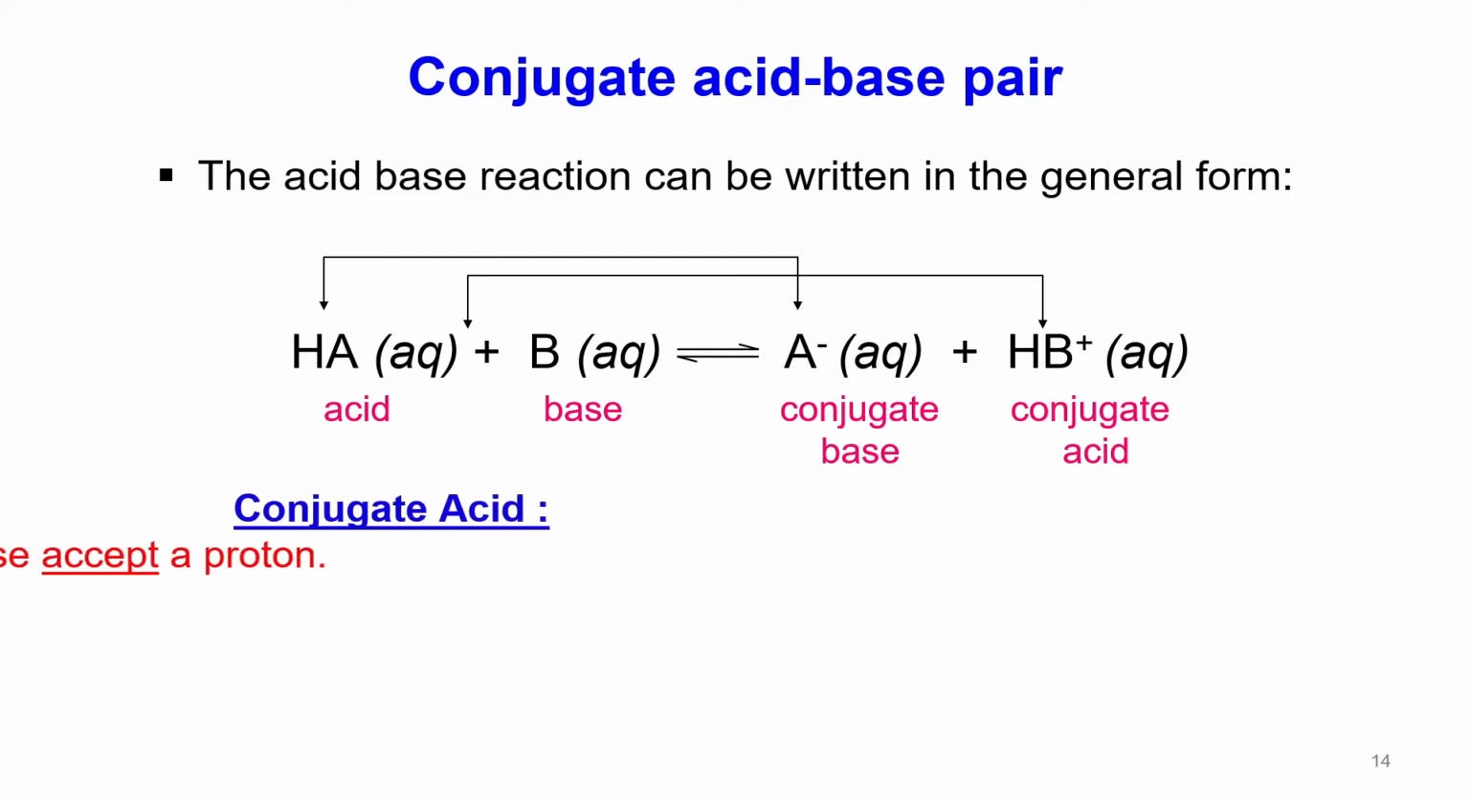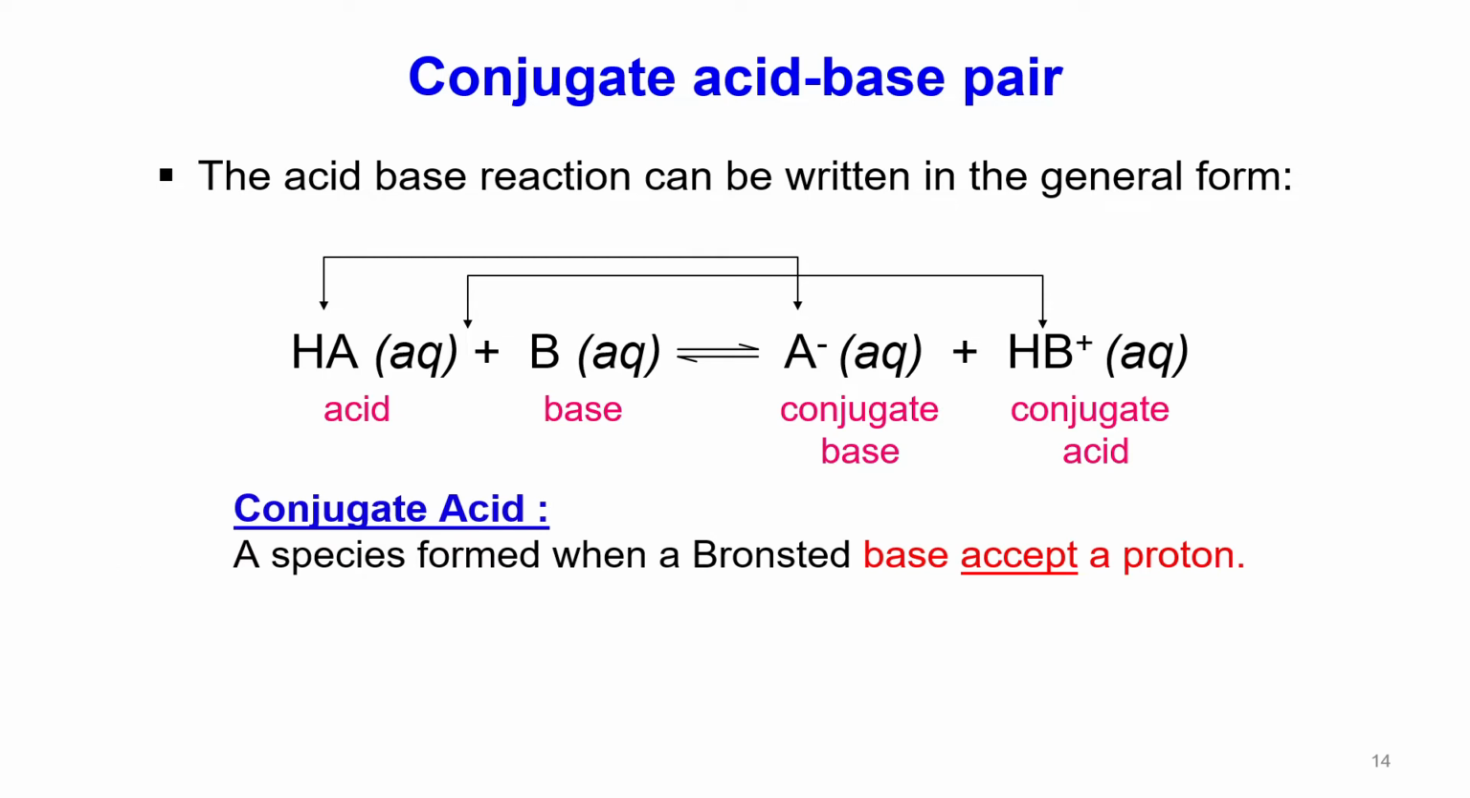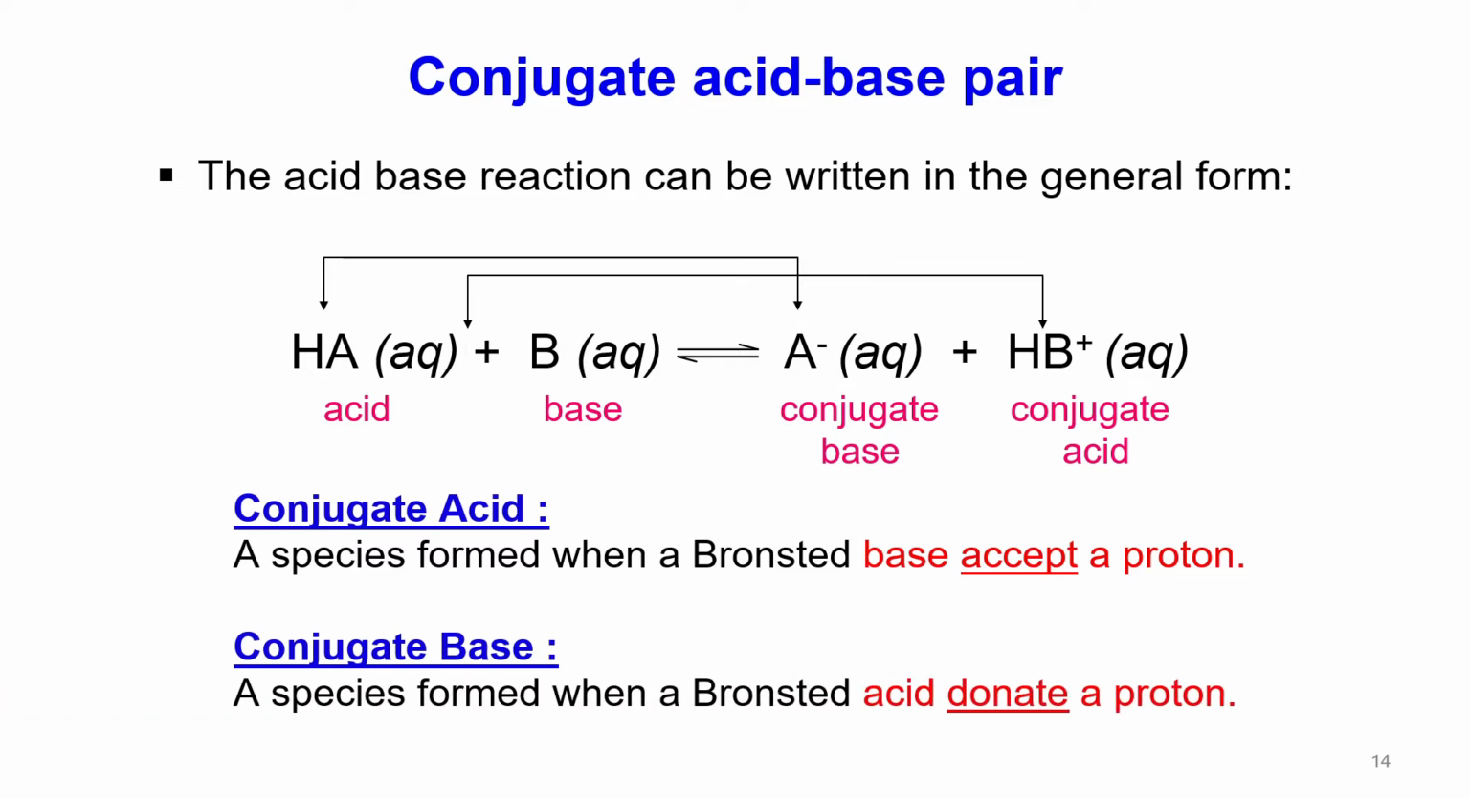So conjugate acid. Okay, conjugate acid is a species formed when a Bronsted base accepts a proton. Okay, species yang terhasil bila Bronsted base menerima proton. And then conjugate base is a species formed when a Bronsted acid donates a proton. Okay, species yang terhasil bila Bronsted acid menerima proton. So this is a conjugate.